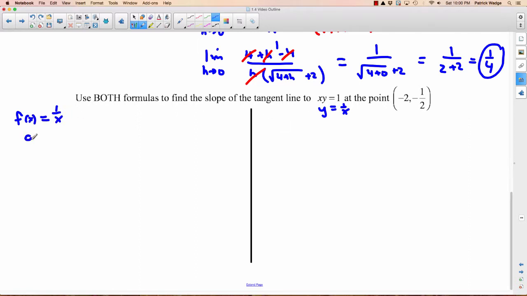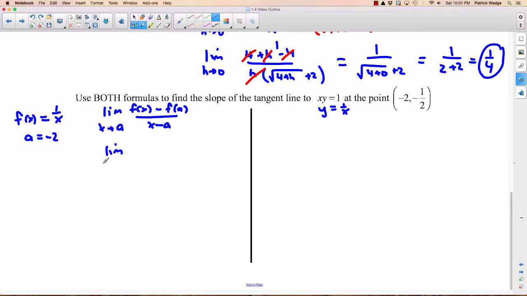And we need to figure out what a is. What's the point we're interested in? Right here. And the x value is -2, so that's my a value. So for the first formula, remember, it was the limit of f of x minus f of a divided by x minus a as x approaches a. So let's see if we can do this fairly quickly.